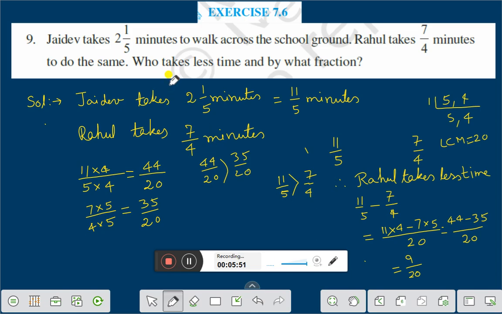That means Rahul, who takes less time? Rahul takes less time because it is 7 by 4 minutes, right? Now by what fraction? That means you have to subtract it, that is 11 by 5 minus 7 by 4, right? The LCM is 20. 11 into 4 minus 7 into 5, that is 44 minus 35, that is 9 by 20. By what fraction? 9 by 20. This is the solution of question number 9.